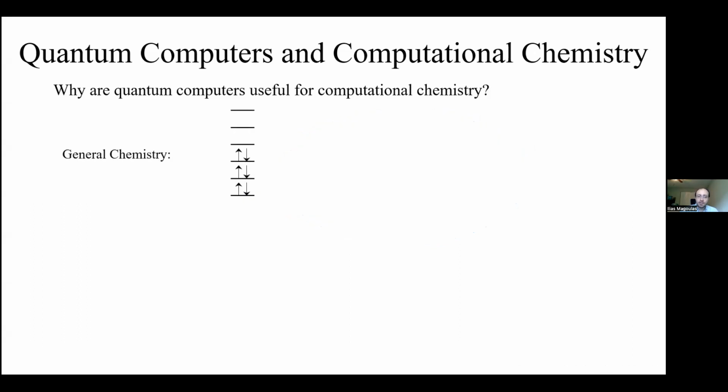So from general chemistry, we know that the wave function of a molecule can be represented as a molecular orbital diagram or Slater determinant shown here. So this turns out to be a pretty good picture when we have molecules at their equilibrium geometry. And in this case, the wave function is dominated by a single Slater determinant.